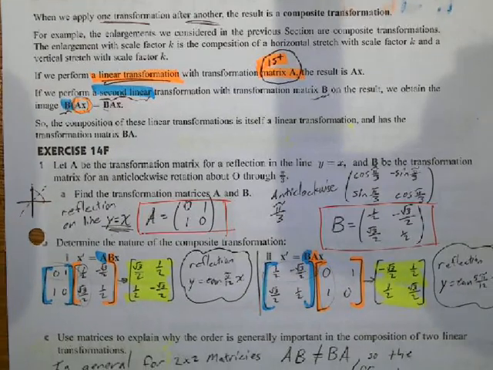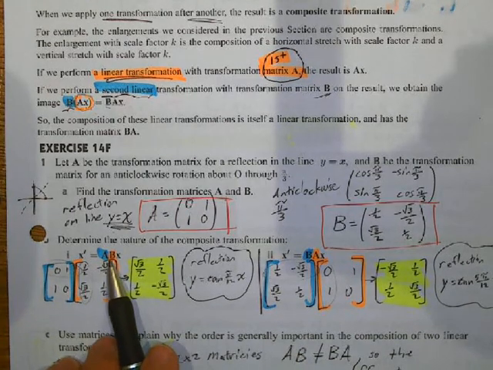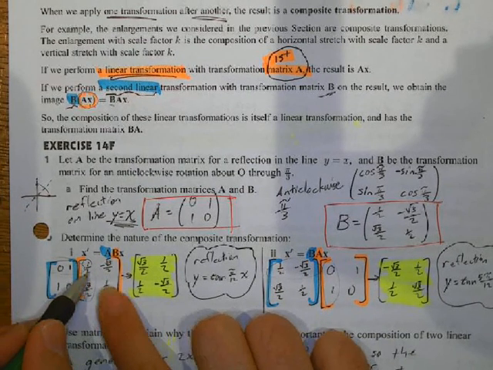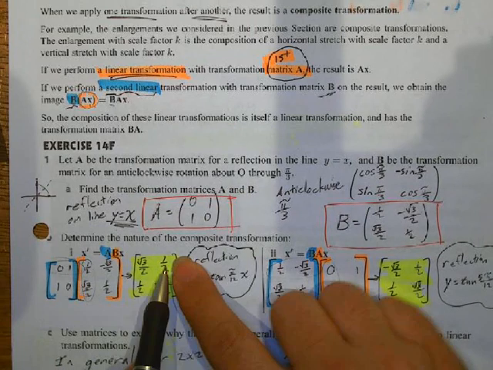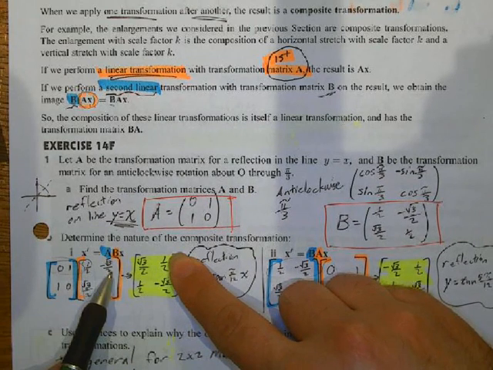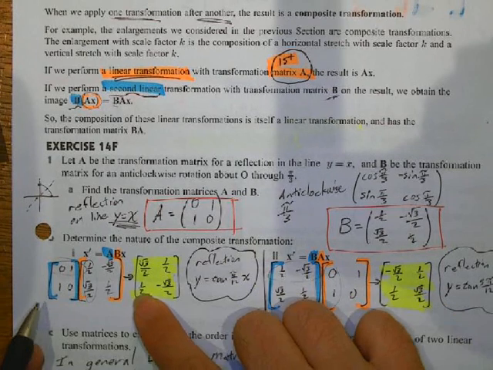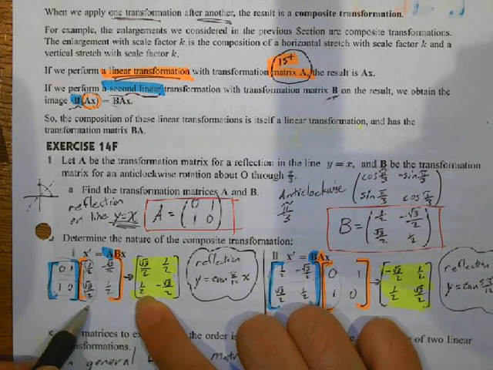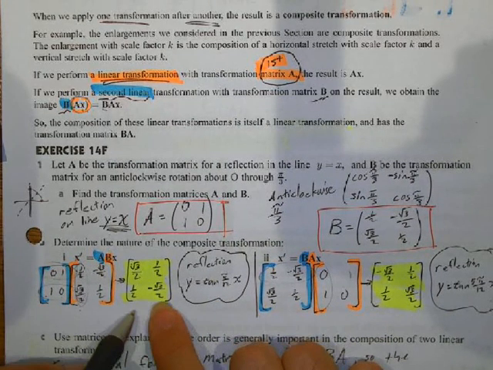So, determine the nature. If I want to do matrix B first and then matrix A, I put them in this order and multiply. I do 0 times 1/2 plus 1 times radical 3 over 2 to give me this value here. For the second one, I do 0 times negative radical 3 over 2 plus 1 times 1/2, and that's how I get 1/2. For this value, I do this row times this column: 1 times 1/2 plus 0 times radical 3 over 2, and so on. This is the matrix we get for that.